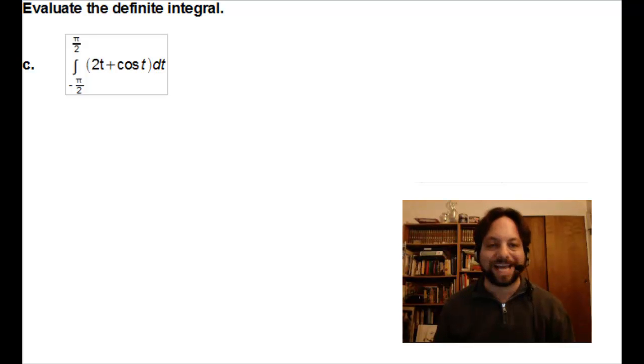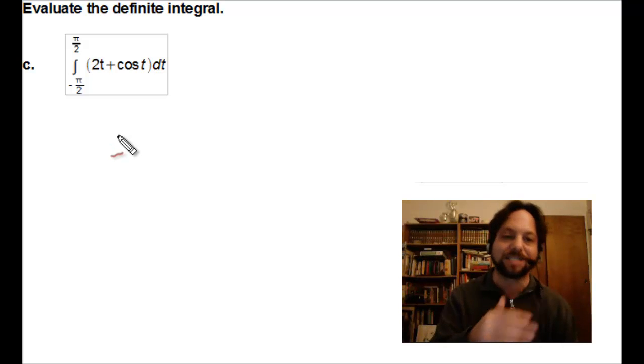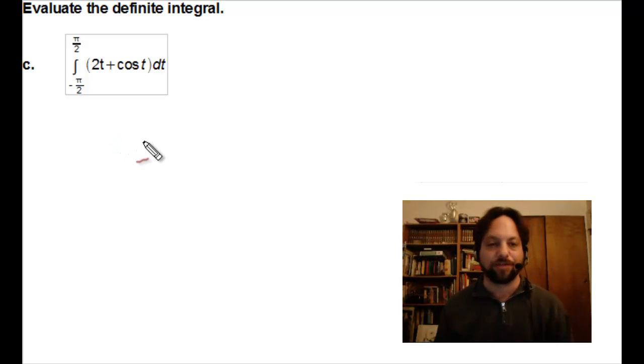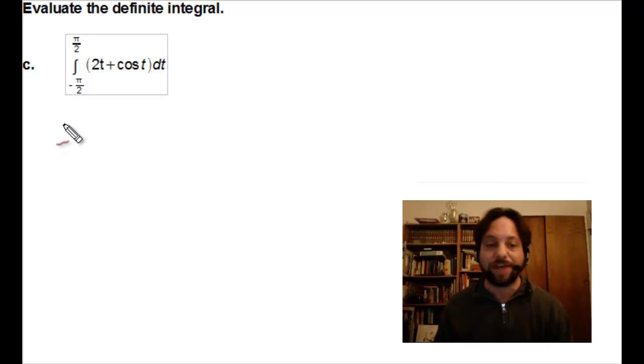All right, so for our last example dealing with evaluating definite integrals, we have this function here, 2t plus cosine t, that we're going to integrate from negative pi over 2 to positive pi over 2 and see what we get for that. Now, just because there's a trig function in here does not mean that this is going to be difficult. In fact, this is a pretty easy problem.